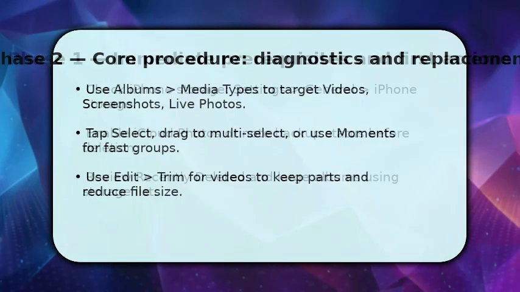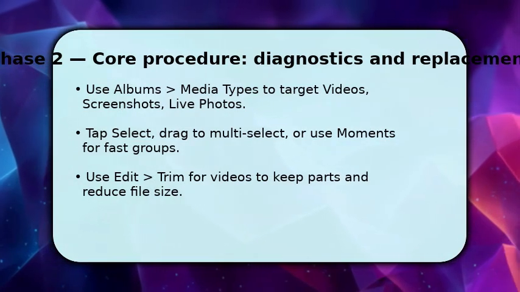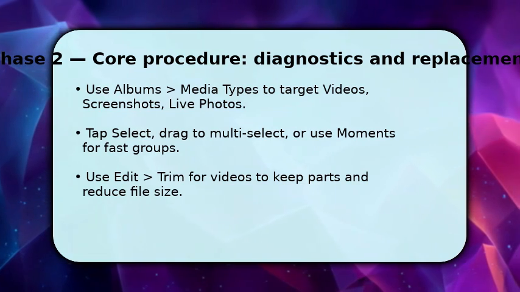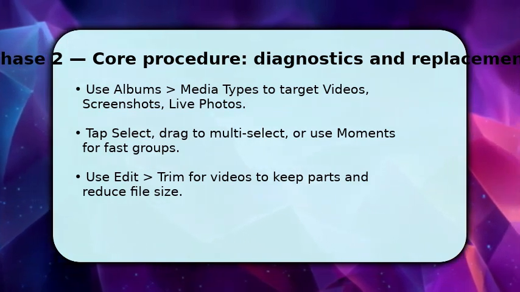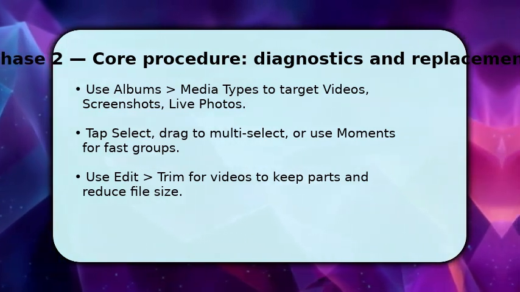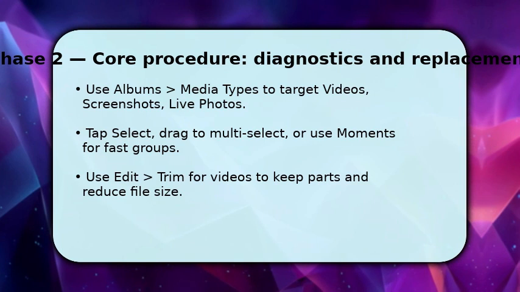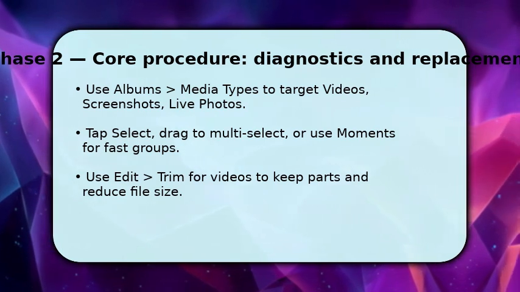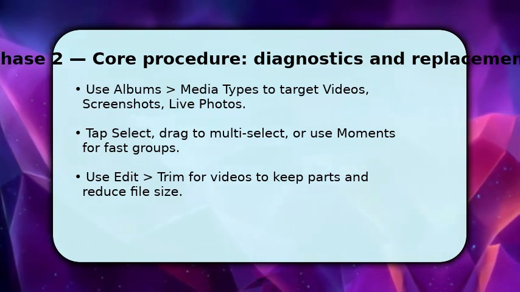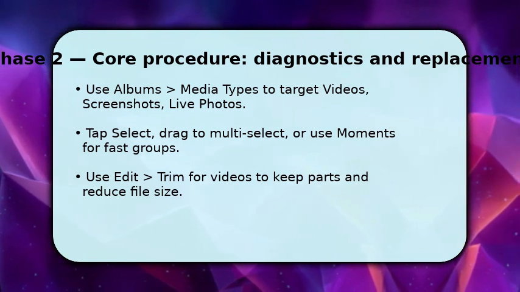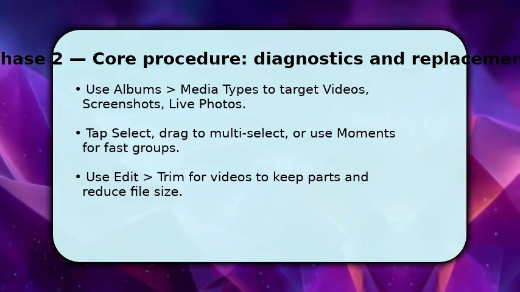Open albums and pick media types like videos or screenshots to isolate heavy files. Tap Select, then drag your finger to multi-select rapidly or choose moments to delete entire sessions. For videos you want to keep, tap Edit and trim unnecessary footage to shrink file size. This saves storage without losing content.